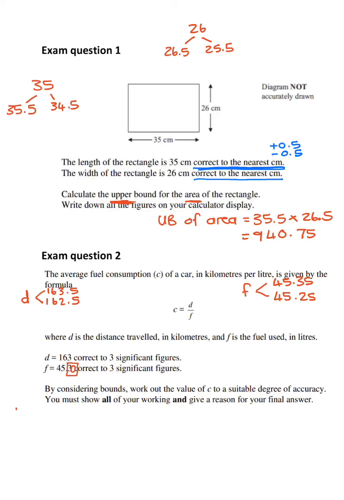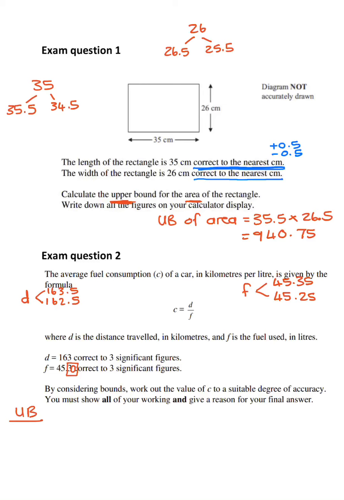The first thing I'm going to do is work out the upper bound of C. So how will I get the biggest possible answer for C? To get the maximum possible answer there, I'd have to use my biggest possible value of D and divide it by something as small as possible. So think about this for a minute. If I want my maximum answer, I'd have to take my biggest possible number and divide it by something as small as possible. That would give me the biggest answer.